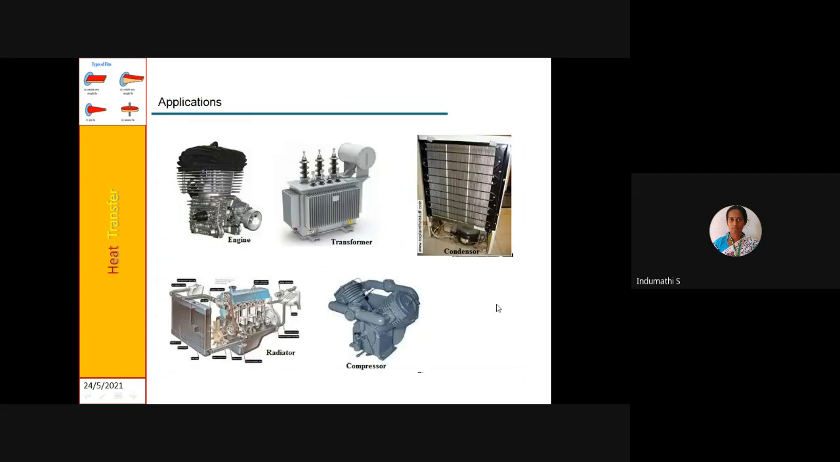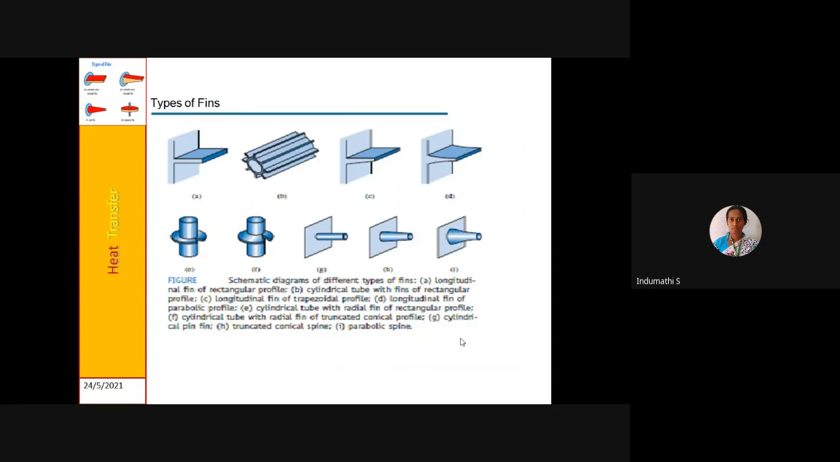So these are the various applications where we can see fins. Engine cylinder, the radiator, transformer, condenser coil we can see the fins attached. Compressor cylinder, if you observe, and radiators. So in all these applications we can see the fins in order to enhance the heat dissipation rate.